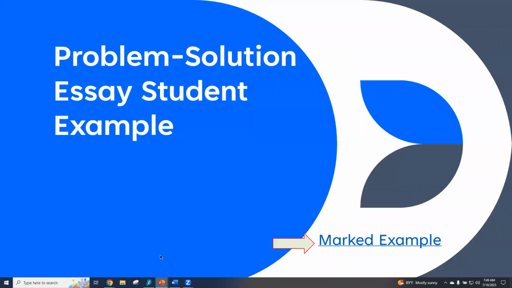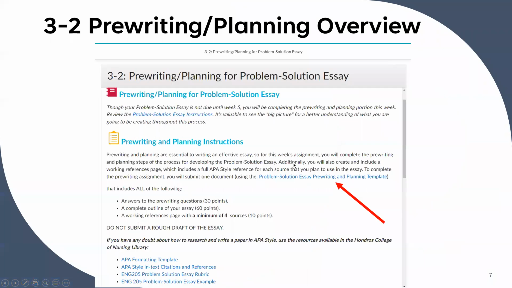Now, let me go back to our presentation here. Let's take a look now at the pre-writing and planning assignment. So this is due this week during week 3. And this is kind of an in-depth assignment. There's a lot that you're being asked to do here, and it's also worth a fair amount of points.